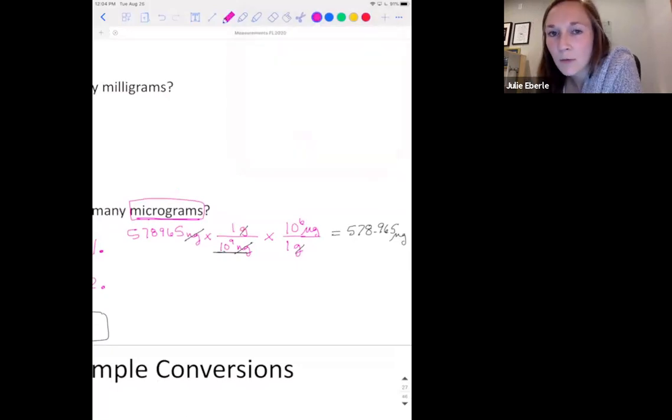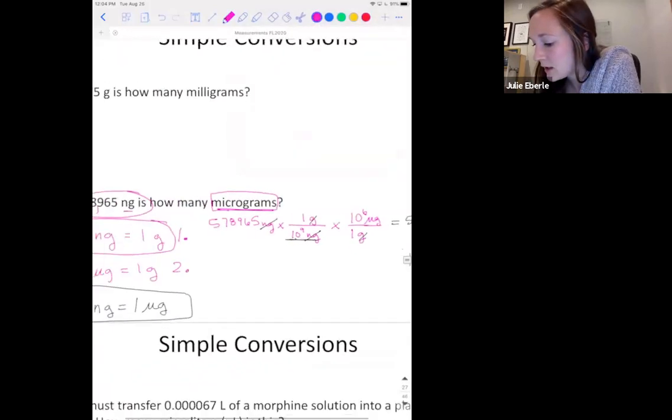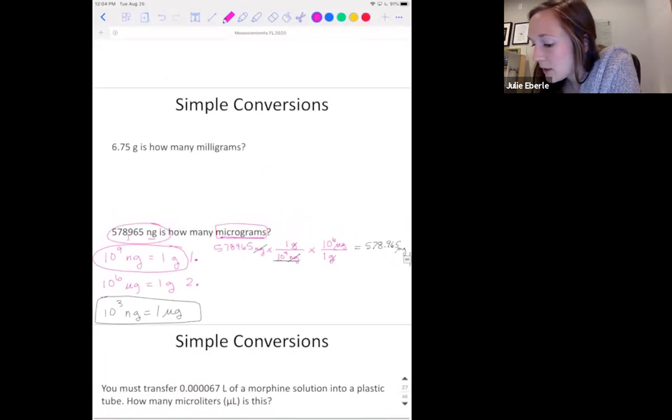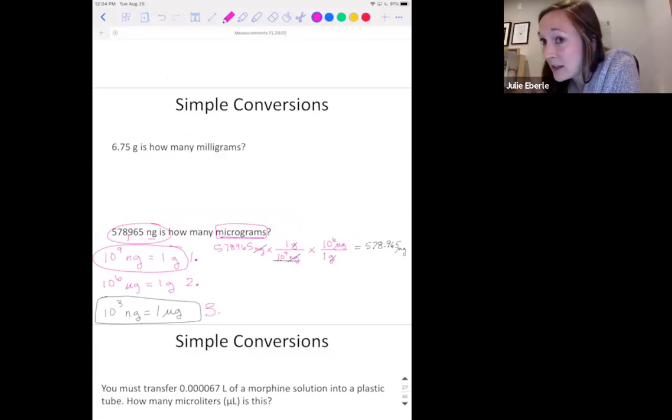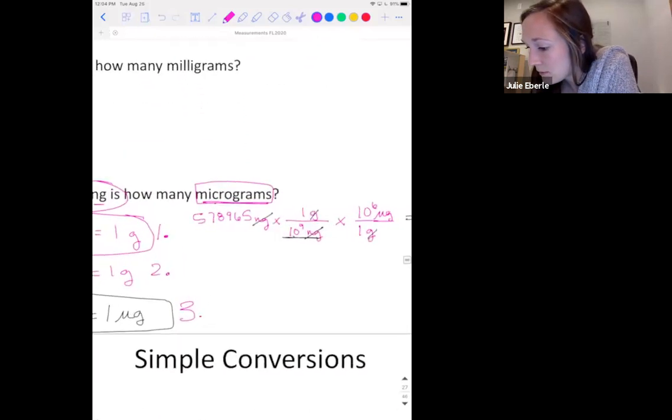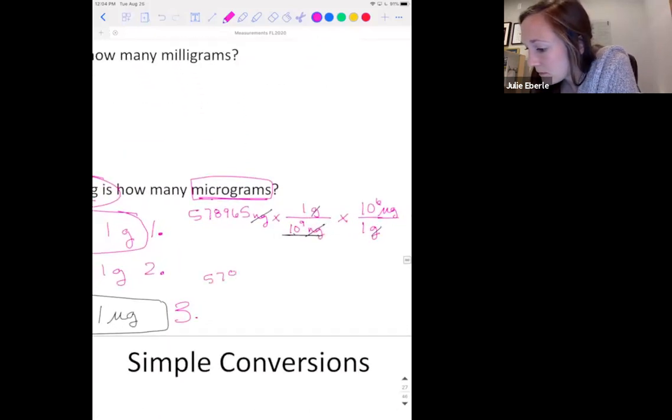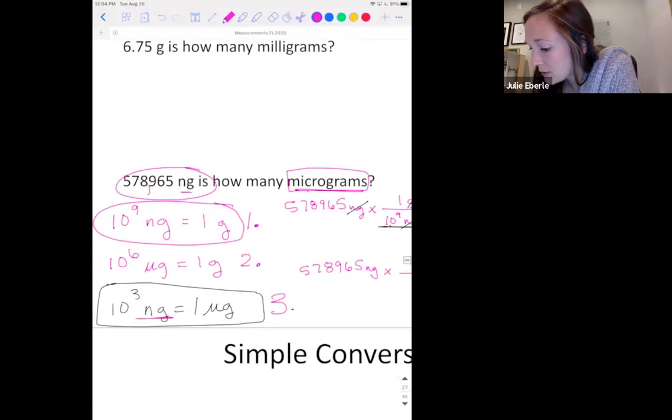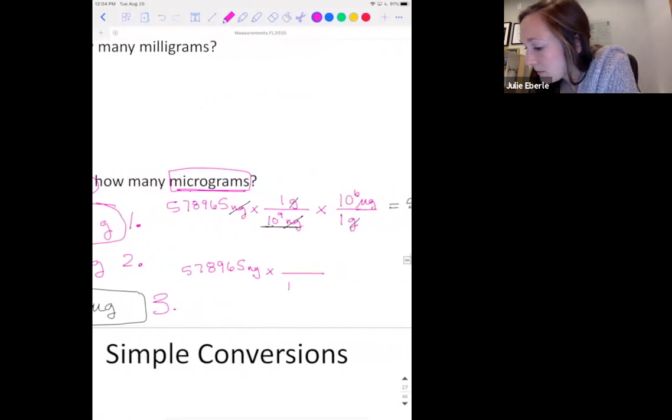Nobody is disagreeing with me. We're almost done. I know we've got 1 minute left. I'm watching the clock. All right, now let's do it with this third relationship. This is going to be a 1-step problem this time because we have a relationship that lets us go directly from nanograms to micrograms. So I'm going to start with the same number. Now I'm going to use this relationship over here. I'm going to cancel nanograms, so I'm going to write it on the bottom. There's 10 to the power of 3. That's 1,000 nanograms in a microgram.